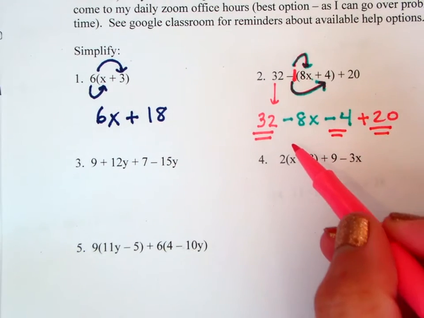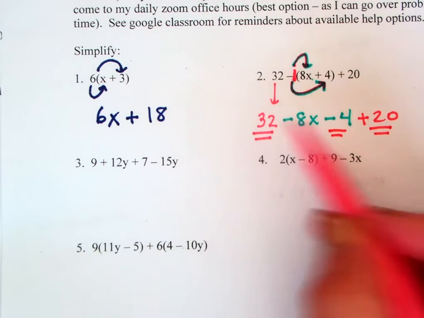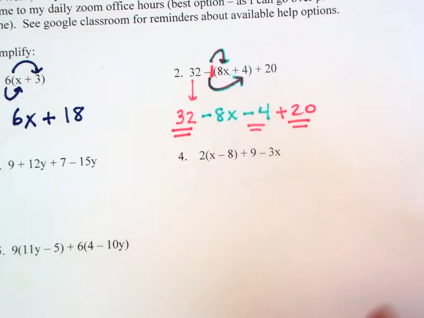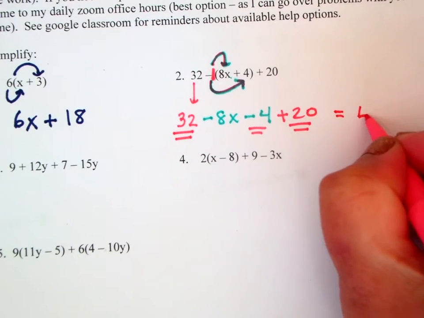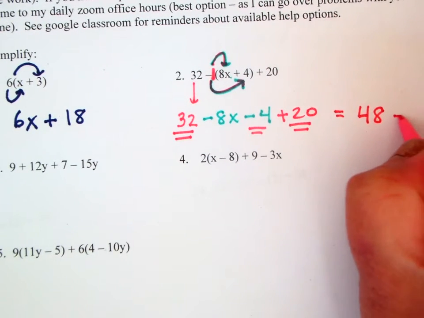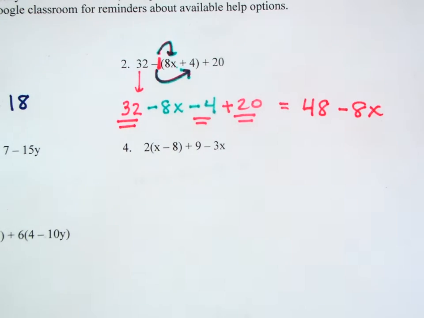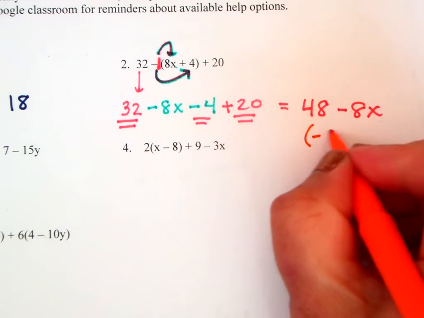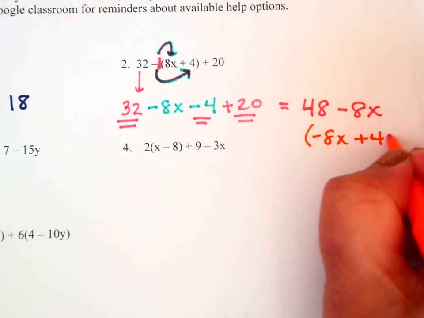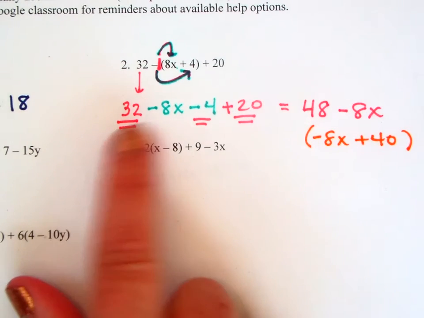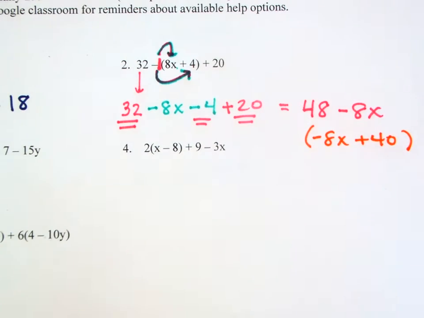Now, I just tend to go left to right, but you can do it however you like. 32 minus 4 is 28, plus 20 is 48. So I can write 48, and then don't forget the -8x. Or I could do, if you prefer, -8x plus 40. Now don't forget, all of this is calculator allowed. I'll make sure to add that to the instructions on everything. But if you want to just double check the 32, the -4, and the plus 20, calculator is fine for that.